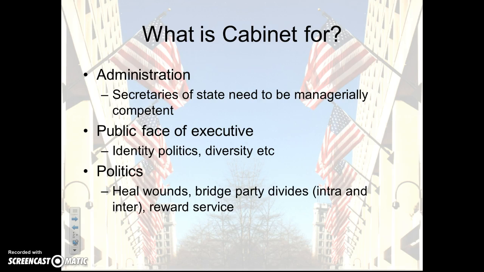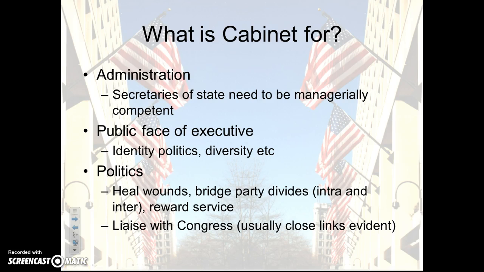It's also all about politics. It's about healing party wounds. Now remember, when a president comes in, he'll have just been through, in addition to the election against the opposition party, a really, really nasty internal party selection process. And so often cabinet is used to heal wounds and bridge party divides, sometimes between parties as well as within parties, and indeed to reward service. The other thing that cabinet often does is that it works with Congress. Usually there are close links evident.